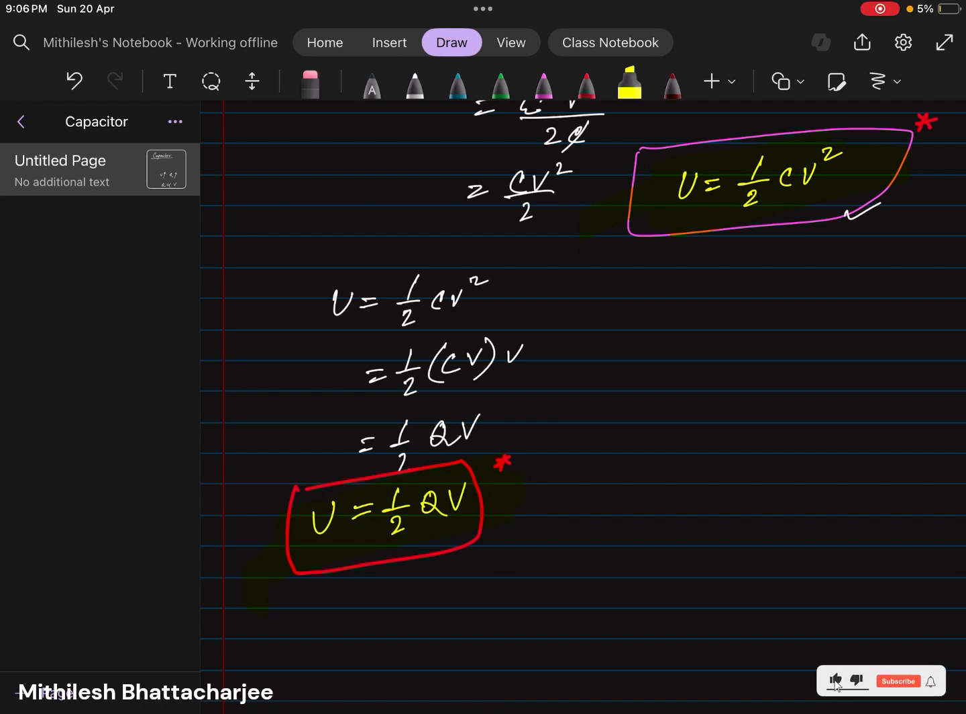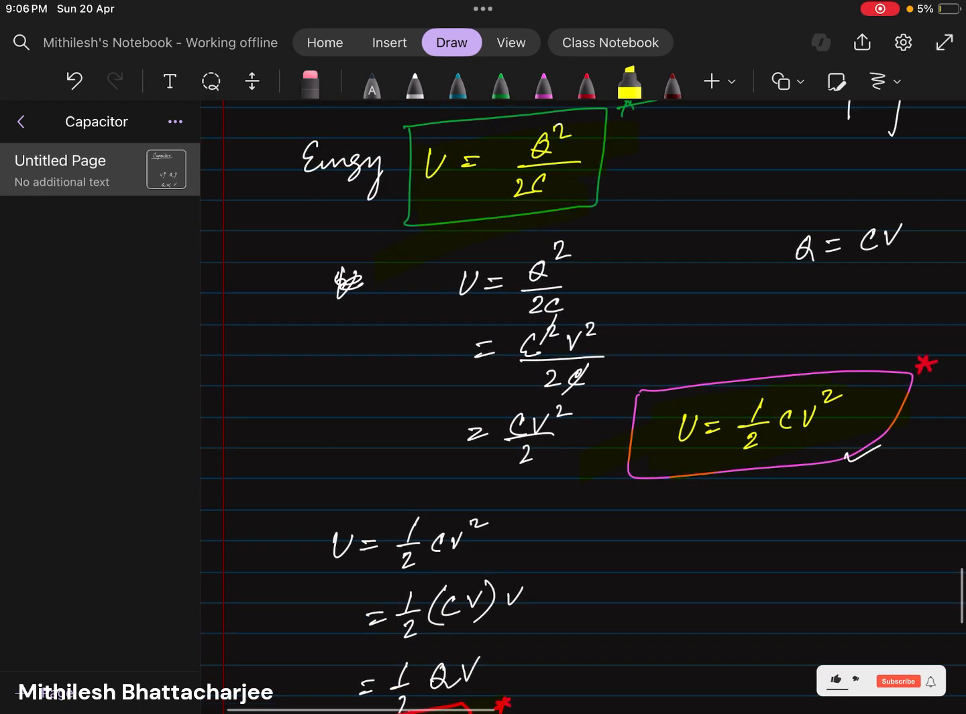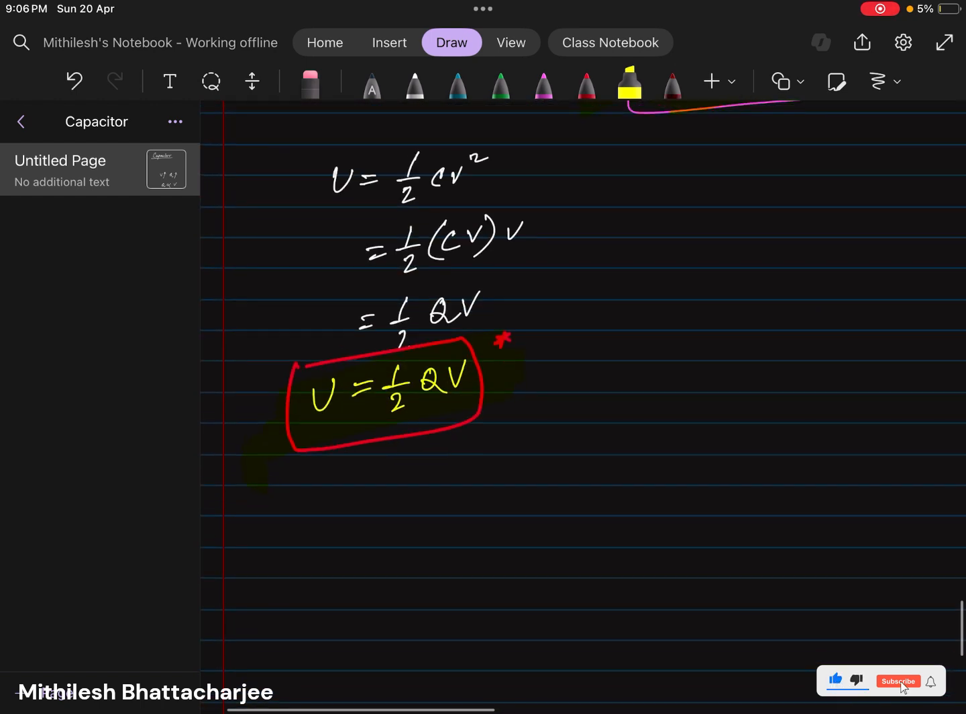Okay. So till now we have discussed the main concepts of capacitor. In the next class, maybe we will see some numerical problems for the electrostatics topic.